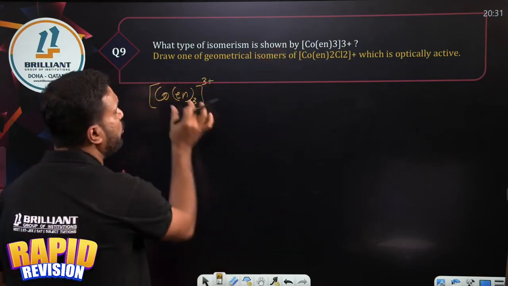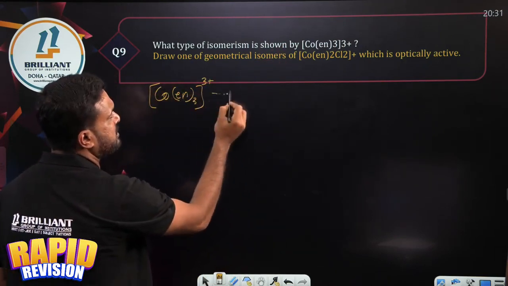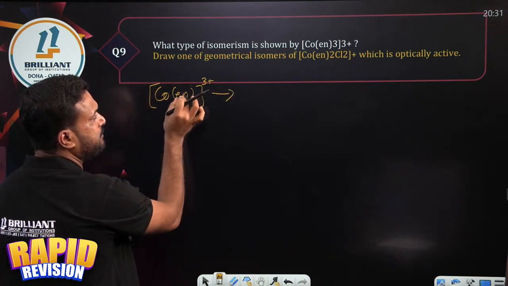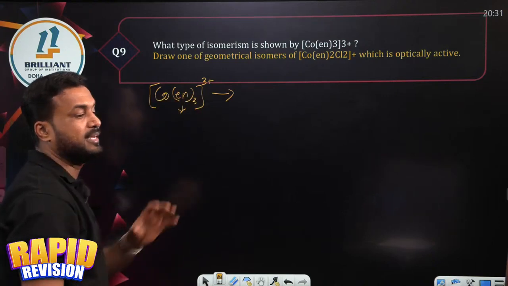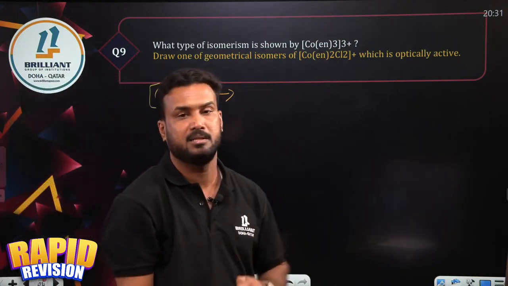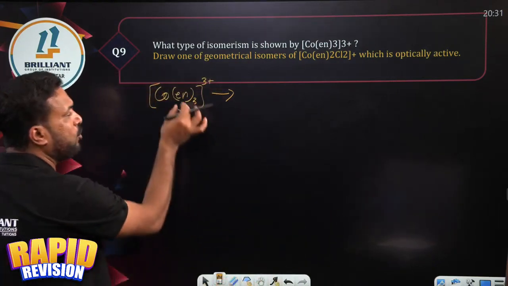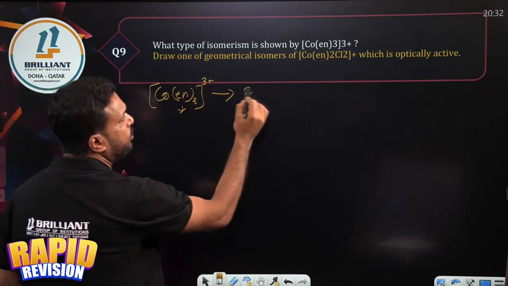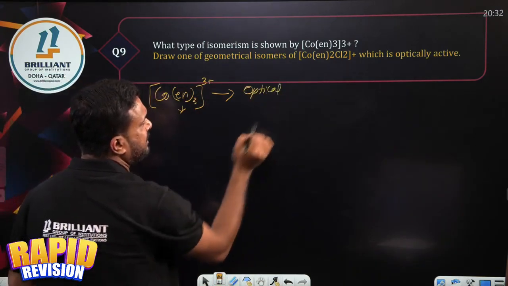See, this complex exhibits only optical isomerism. How do you predict that? Because there is only one type of ligand. You know that heteroleptic and homoleptic complexes are there. Here it's only one type of ligand, so no geometrical isomerism, only optical. How do you represent that?